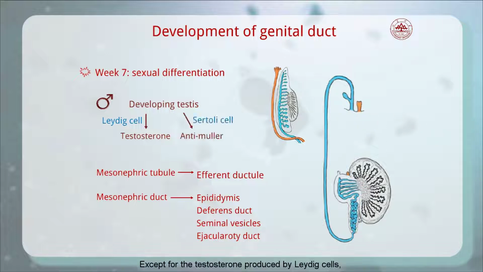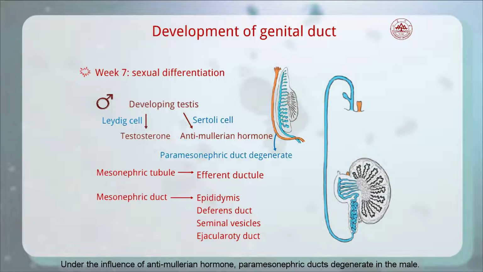Besides the testosterone produced by Leydig cells, Sertoli cells of the fetal testes produce anti-Müllerian hormone. Under the influence of the anti-Müllerian hormone, the paramesonephric ducts degenerate in the male.